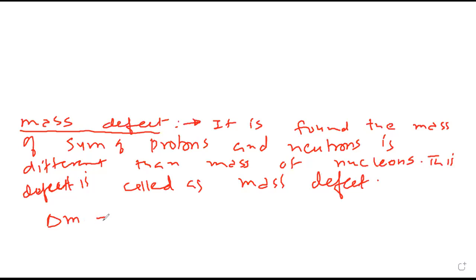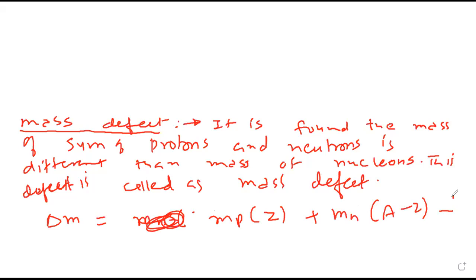So it is given by delta M equals mass of proton into Z plus mass of neutron into A minus Z minus total mass. Just copy this formula.